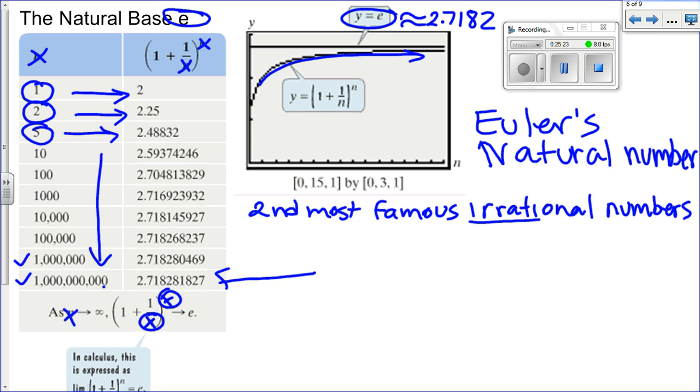However, on your calculator, since you guys are so spoiled, it does have a button for e. Yes, it does. All right, so let's move on to the next slide.